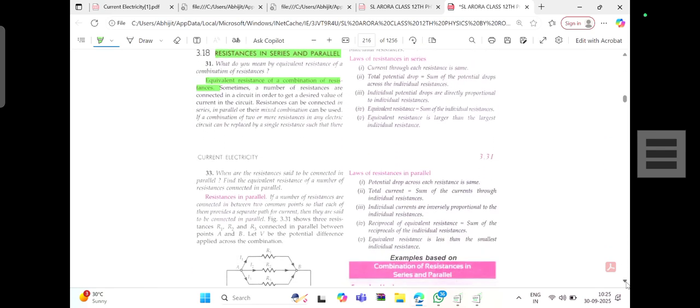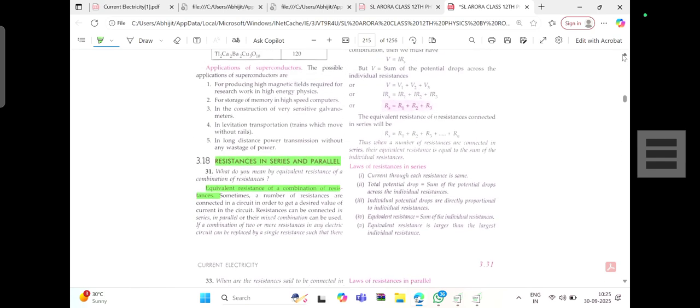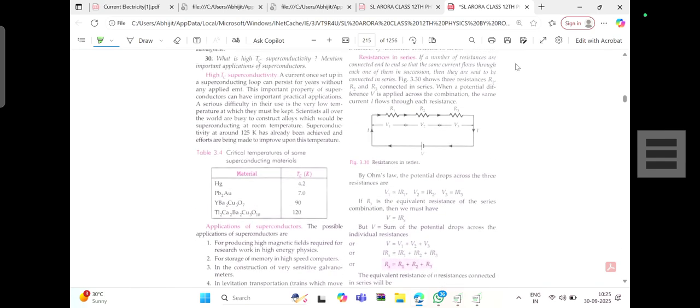Another resistance which is equivalent to these three resistances. We can use only one resistance instead of these three resistors.